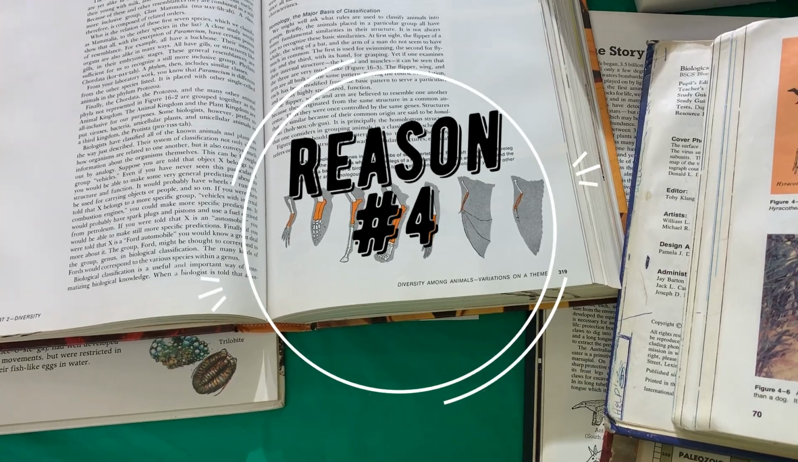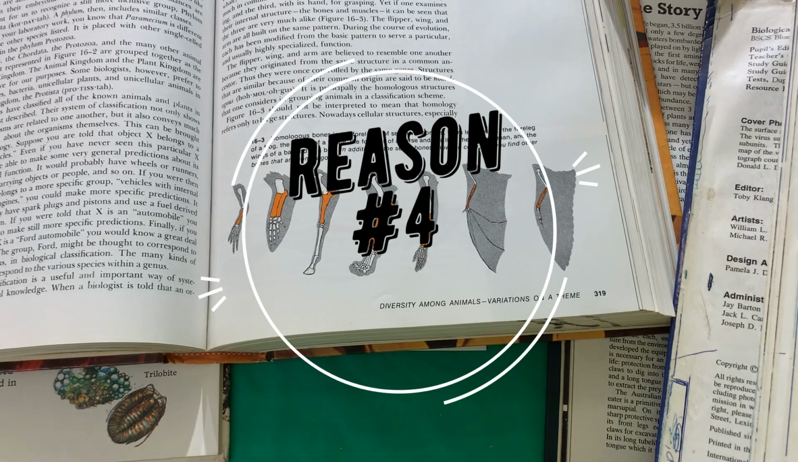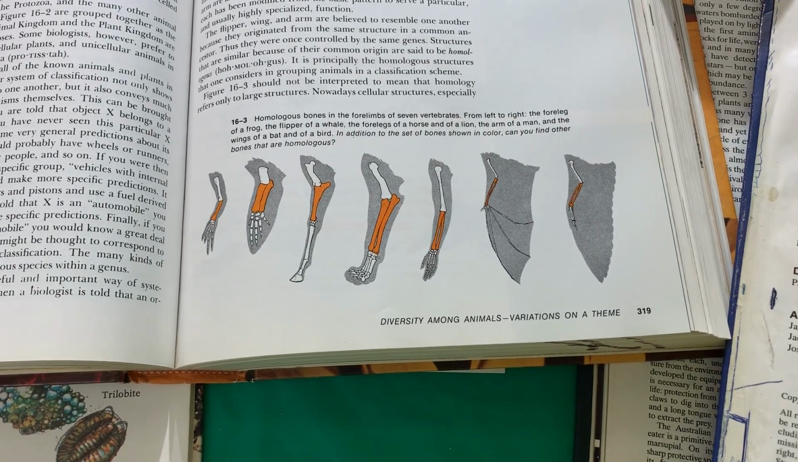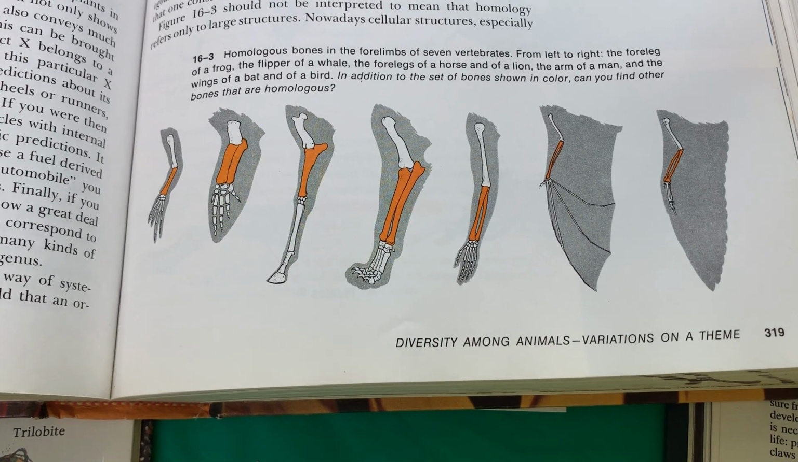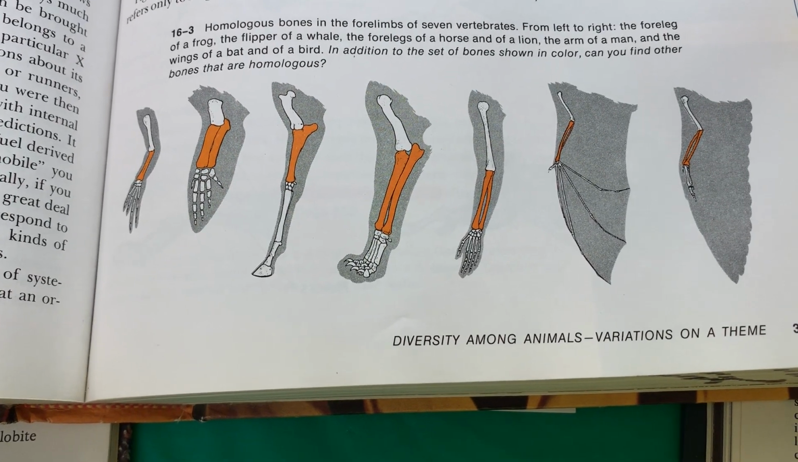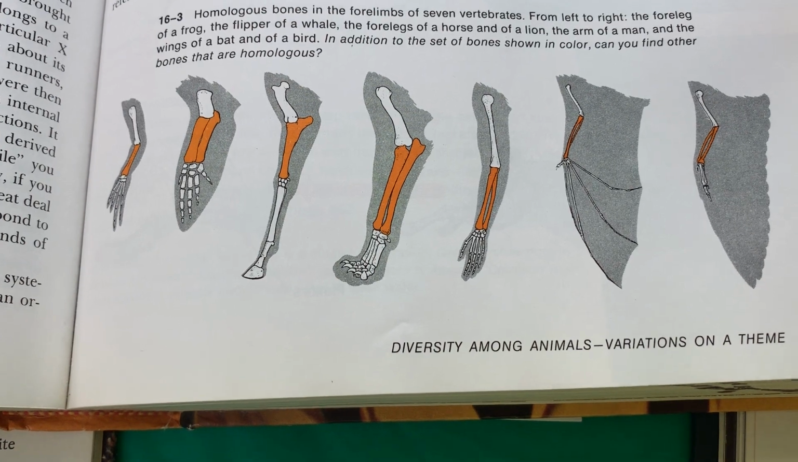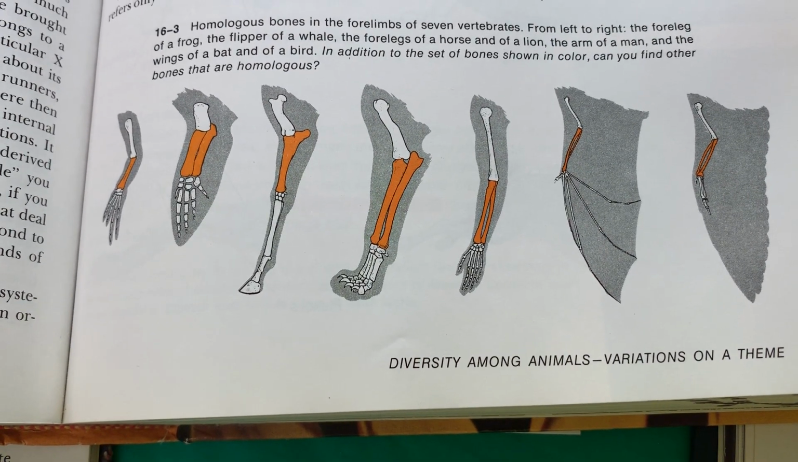Reason number 4, homology structure does not prove evolution. We see right here in the picture that somebody painted a bone that he thinks looks the same in many different animals. However, it's just a design that works well.